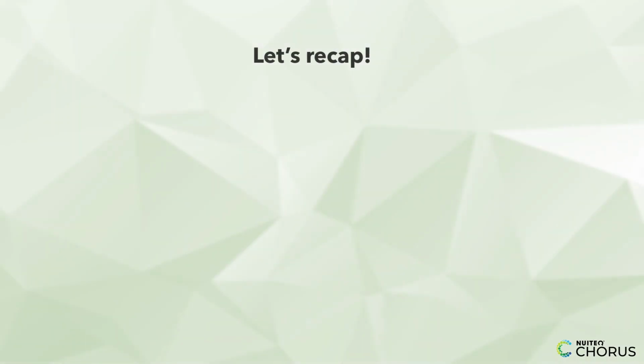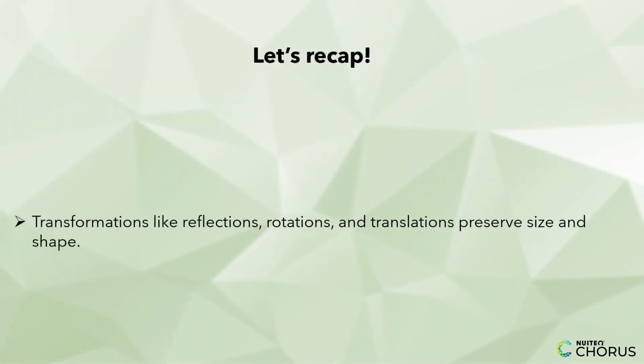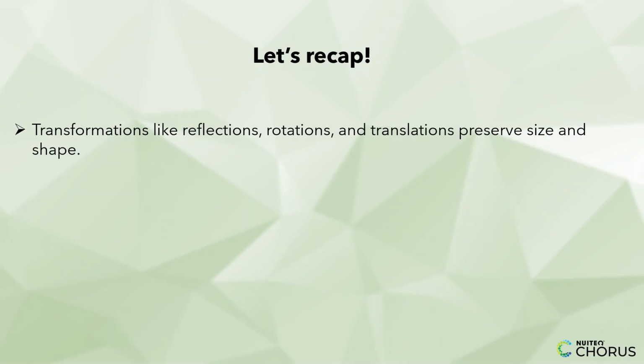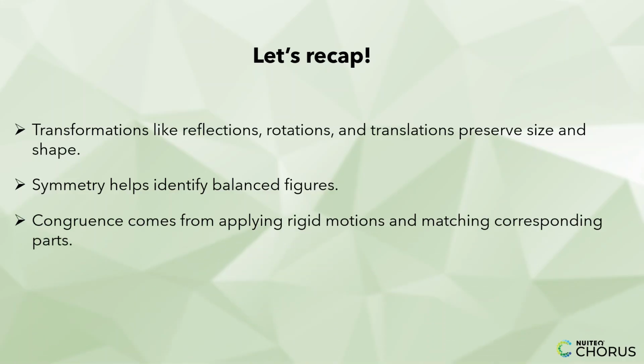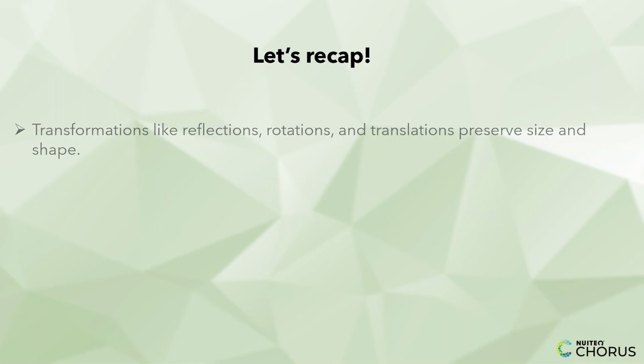Let's recap. Transformations like reflections, rotations, and translations preserve size and shape. Symmetry helps identify balanced figures. Congruence comes from applying rigid motions and matching corresponding parts. In our next video, we'll explore how to prove congruence using triangle postulates like SSS, SAS, and ASA. See you there.